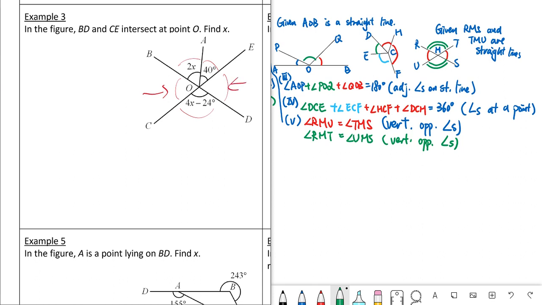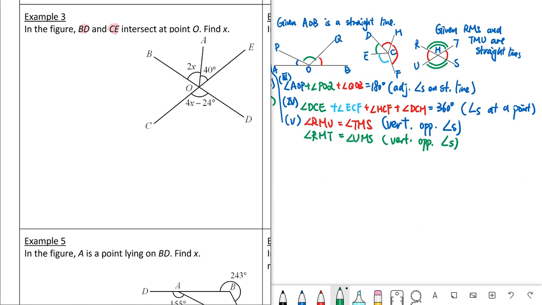It means that if you try to use the property angles at a point, you will have at least 2 unknowns in the expression. It means that you cannot find the values of the unknowns, since if an equation has more than 1 unknown, then most probably you cannot find the values. Therefore, this time we are not using angles at a point. We are using the property of straight lines, or we'll say intersecting straight lines, as it is very clear that you are given that BD and CE intersect at point O.